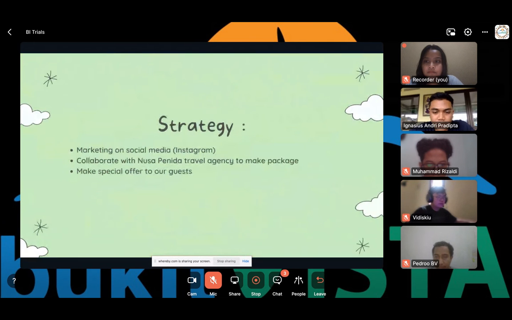So I came up with this strategy. The first one is marketing on social media, especially Instagram, and then collaborating with a Nusa Penida travel agency to make a package. And the last one is making a special offer to our guests.